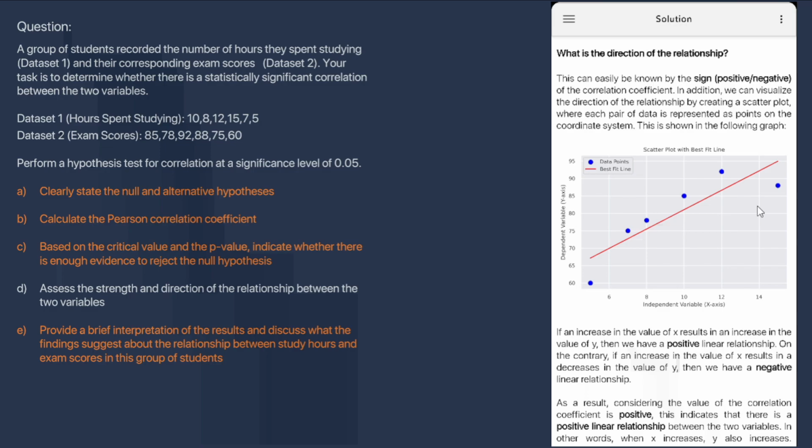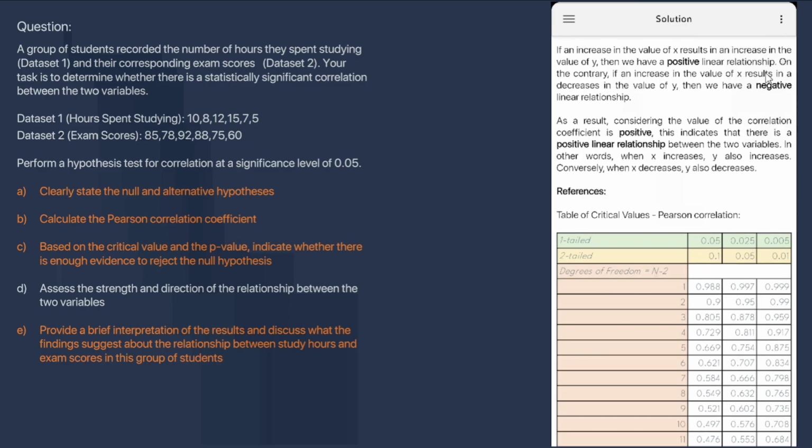Next, what is the direction of the relationship? Now, this can be easily answered by looking at the sign of the correlation coefficient, whether it's positive or negative. In addition, we can visualize the direction of the relationship by creating a scatter plot, where each pair of data is represented as points on the coordinate system. This is shown in the following graph. If an increase in the value of x, which is the number of hours spent studying, results in an increase in the value of y, which is the corresponding exam scores, we have a positive linear relationship. On the contrary, if an increase in the number of hours spent studying results in a decrease in the value of y, then we have a negative linear relationship.